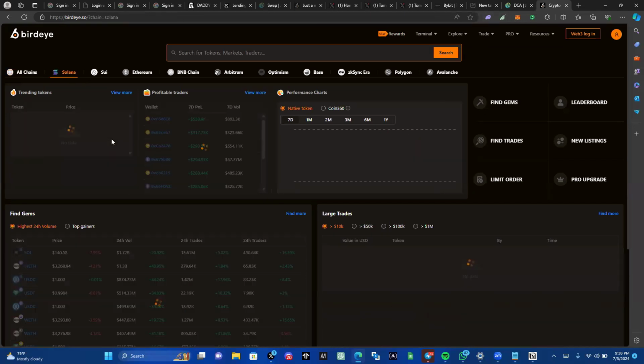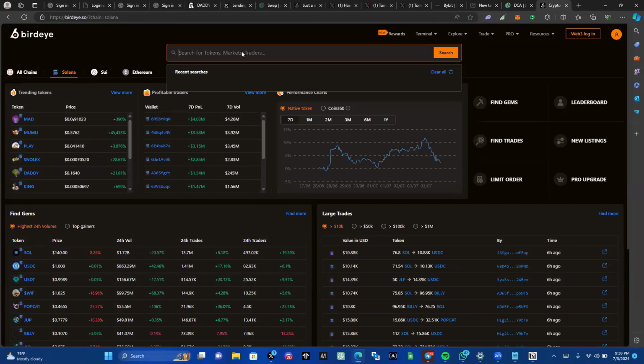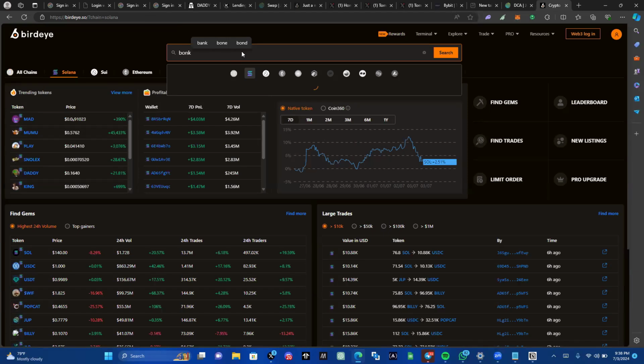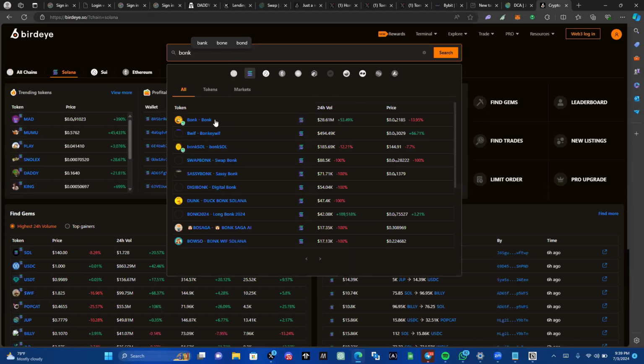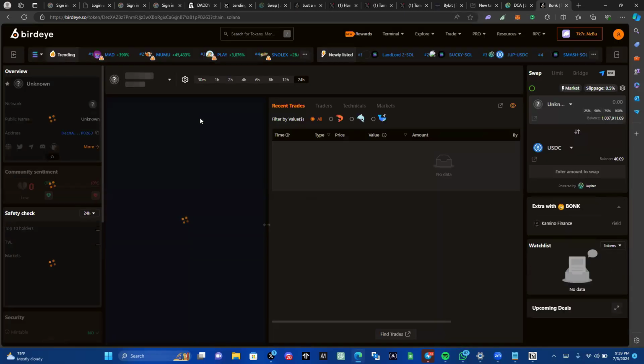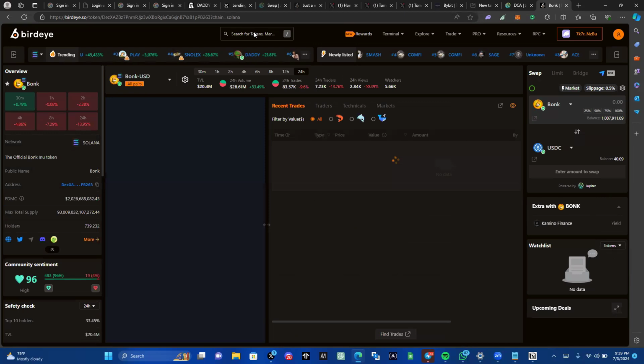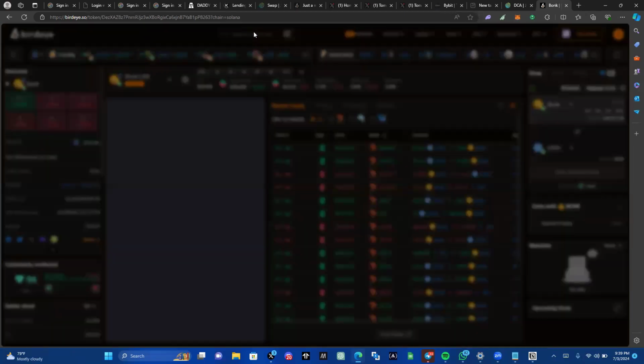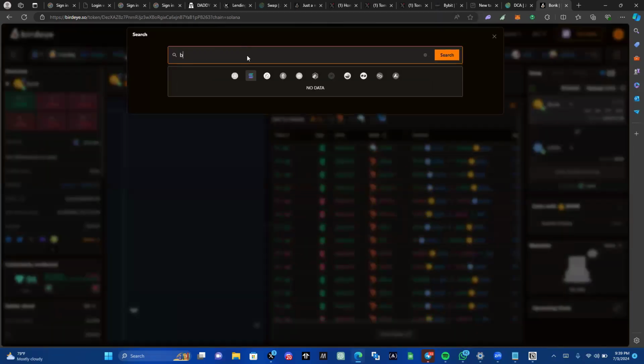So I want to buy a token, Bonk, for example. I can see the chart of Bonk. Before you select Bonk, you click on the search button up there. I type Bonk, but the only thing that is verified is the real Solana token.